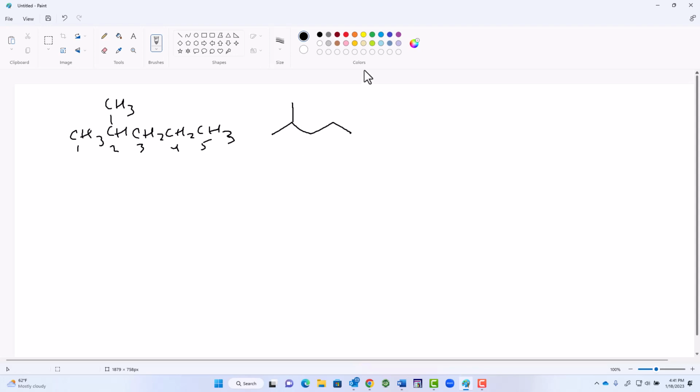So the first step in naming alkanes is we name the parent chain. So the parent chain is going to be the longest carbon chain that we can find in a given molecule. In this case, we have a 1, 2, 3, 4, 5 carbon chain. So our parent chain here would be pentane. So this is going to be the base for our name.